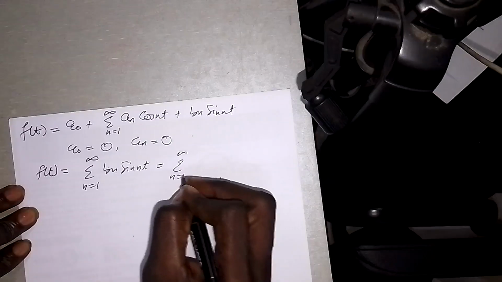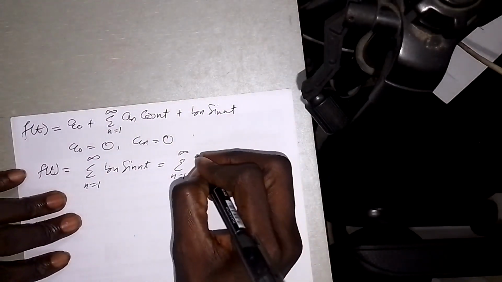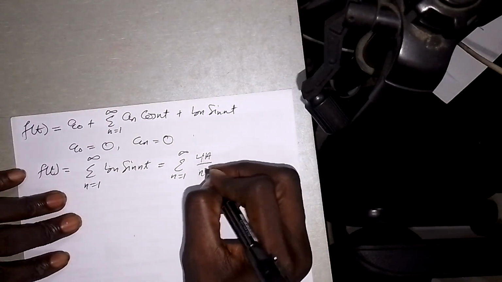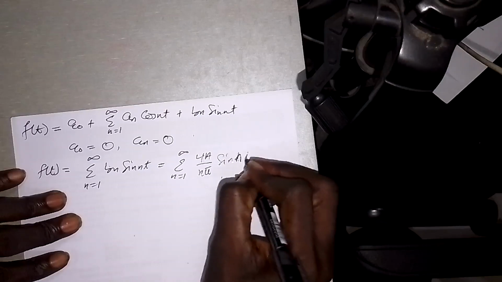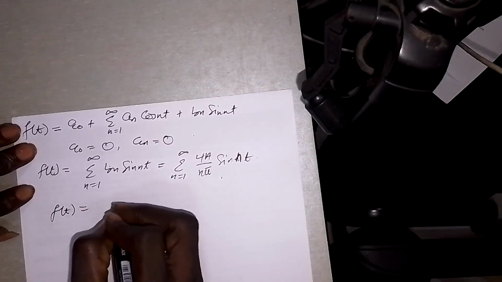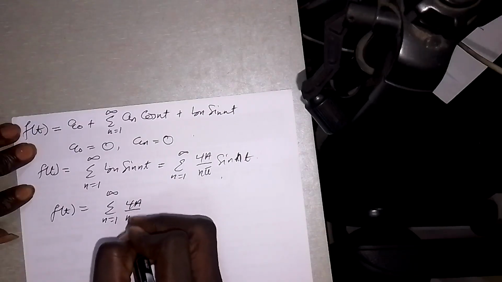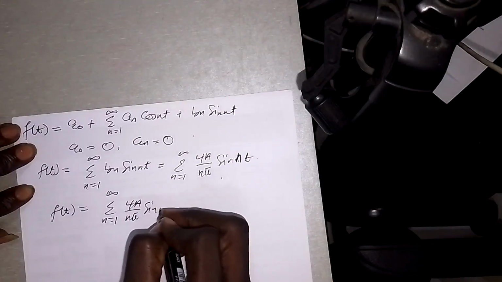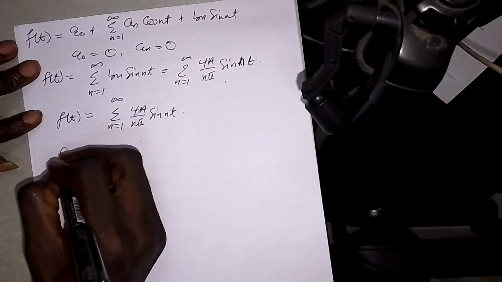So what was our bn? We found our bn to be 4a over n pi. Then you bring in sin nt. So here f of t is equal to the summation up to infinity from n equals 1 of 4a over n pi into sin nt.